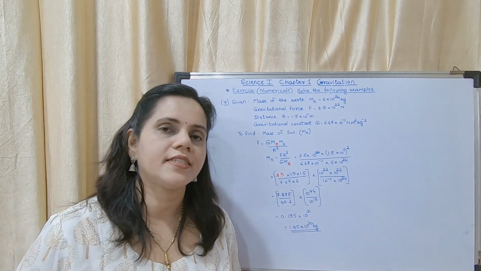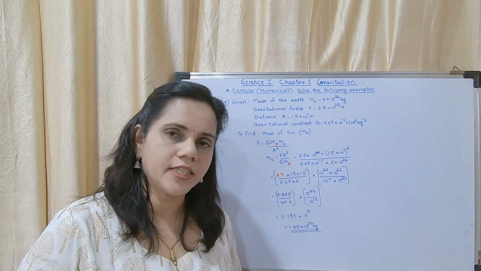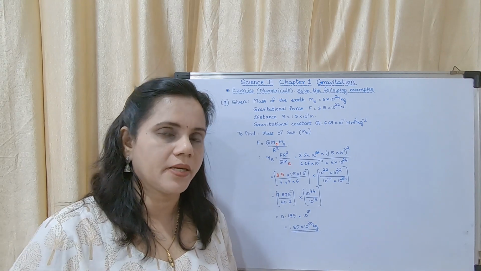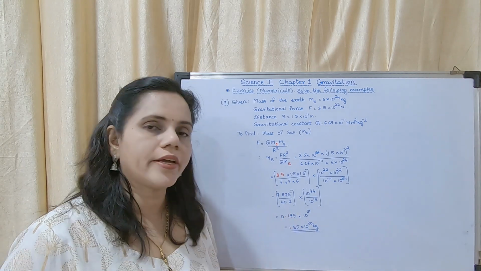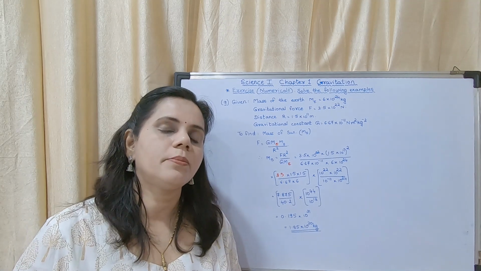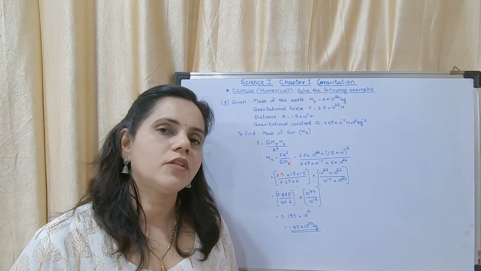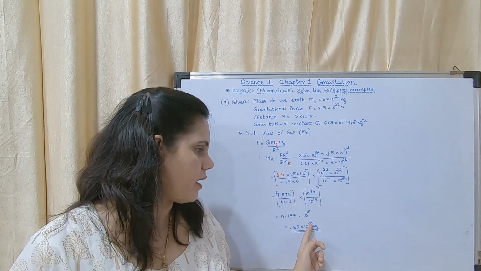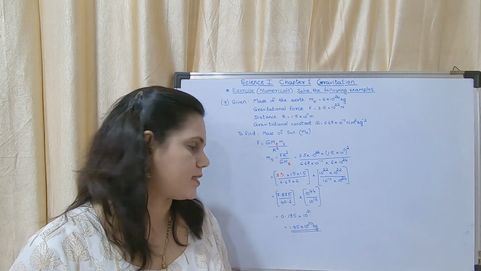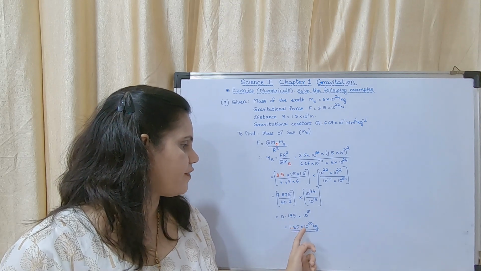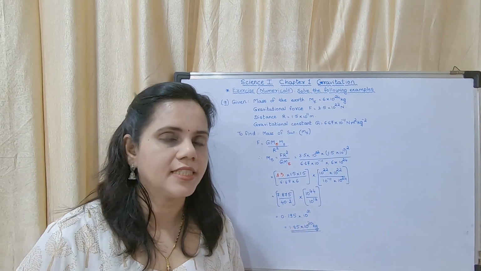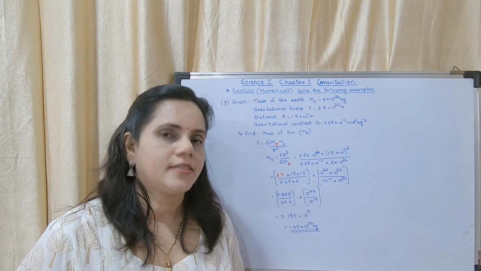Now again in physics there is a practice of writing with one digit and the others in decimals. So here you have to move the point towards the right. When you move the point towards the right, this power will decrease, and when you move the point towards the left, this power will increase. You may notice that. Now 1.95 × 10^30 kg, that is the mass of the sun.